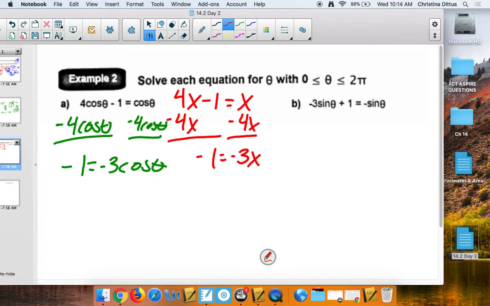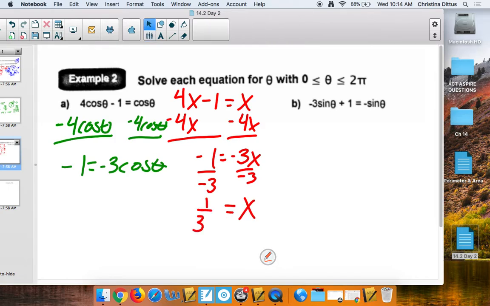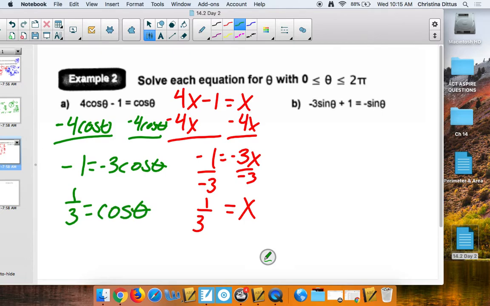Let's go back to our red algebra. What's the next thing you would do? Divide by -3. And Kate says my negatives cancel and I get 1/3. Well, same thing over here, except instead of x, I have cosine theta. So I have 1/3 equals our cosine theta.